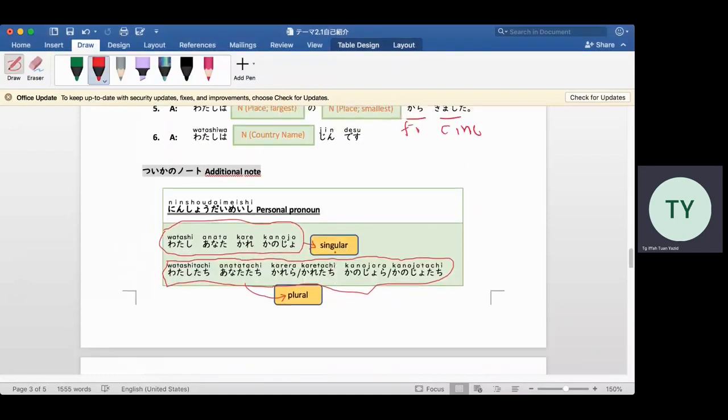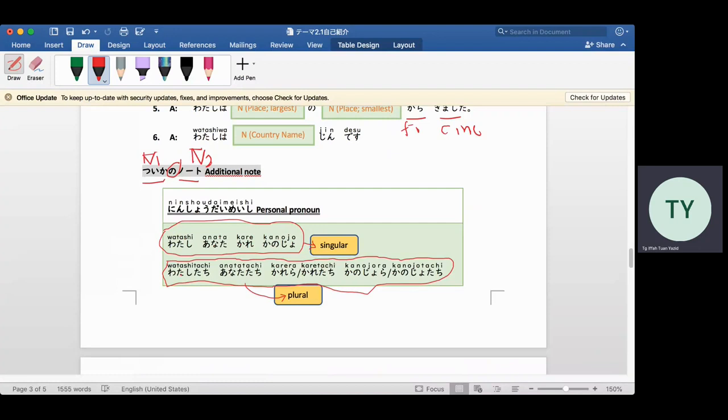Right, next is additional notes, tsuika no note. Tsuika is additional. Look at here, the particle no: N1, this is N2. N2 modifies N1, the modifier. So that is the note on no. Ninshou daimeishi, personal pronouns, kata ganti nama diri. So watashi, I or me. Anata, you. Kare, he, for male. Kanojo, she, for female. And these are singular.